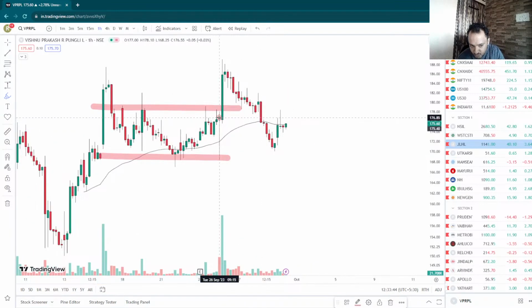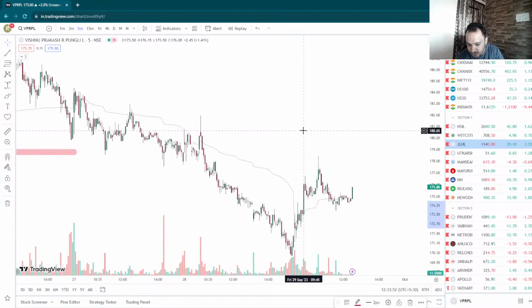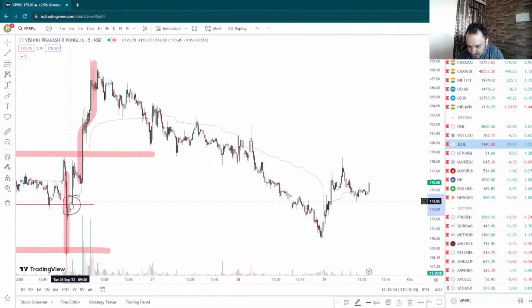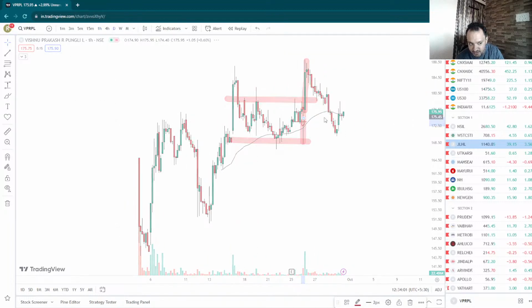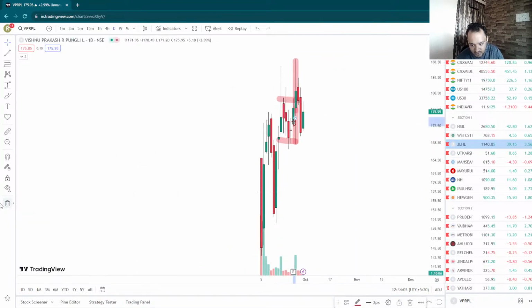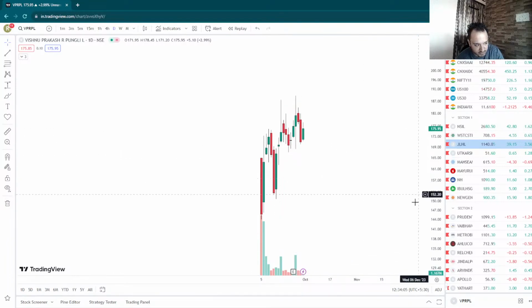So as soon as it got volatile here, it moved out immediately. My entry was somewhere here, 173 right here. I'll show it to you on the smaller chart as well. This candle right here, and it moved out immediately. So this is what you want to see as soon as the stock gets volatile. If it comes back and stays inside the range, it's done. It's usually done.